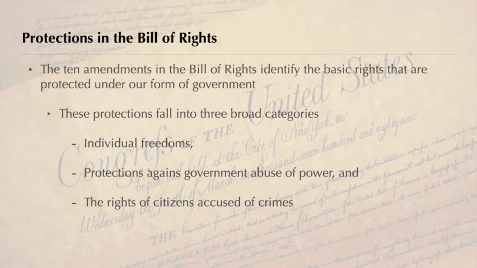When the first 10 amendments were added to the Constitution, they were intended to protect citizens' rights against actions by the national government. The Bill of Rights did not change any basic principles in the Constitution. Instead, these 10 amendments spell out the basic rights that are protected under our form of government. These rights fall into three main categories: individual freedoms, protections against government abuse of power, and rights of citizens accused of crimes.